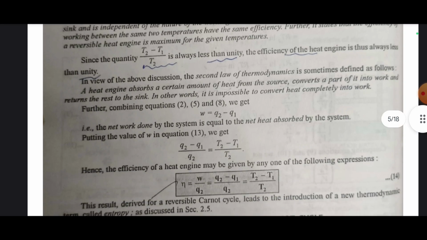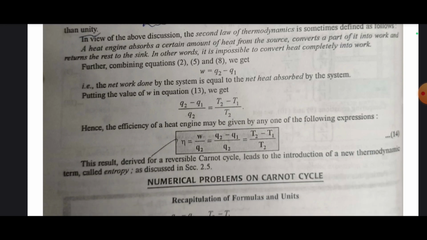In view of the above discussion, the second law of thermodynamics is somewhat defined as follows. A heat engine absorbs a certain amount of heat from the source, converts a part of it into work and returns the rest to the sink. In other words, it is impossible to convert heat completely into work. Further, on combining equations 2, 5 and 8, we get W is equal to Q2 minus Q1. That is, the net work done by the system is equal to the net heat absorbed by the system.